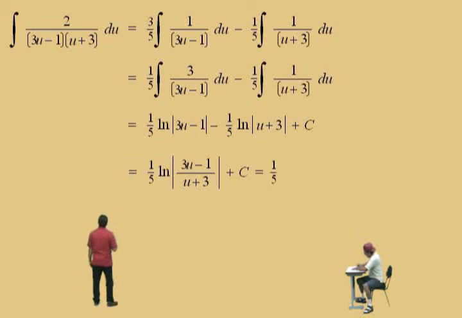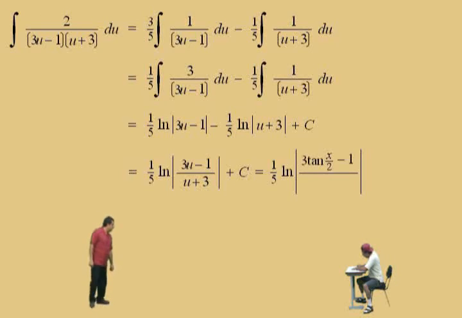And now we can finally replace the u with what, Charlie? Tangent of x over 2. Tangent of x over 2. So what do we get on top? 3 tangent of x over 2 minus 1. That's right. And what do we get at the bottom? Tangent of x over 2 plus 3. And then don't forget to put plus C.